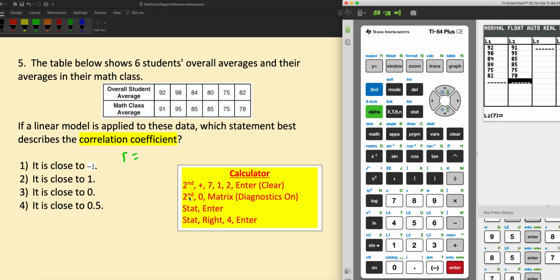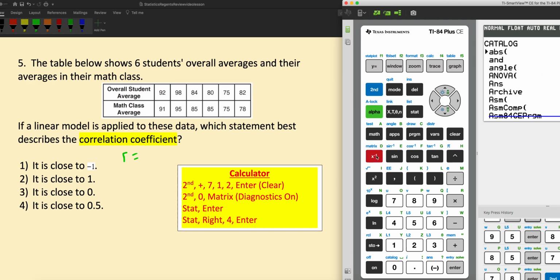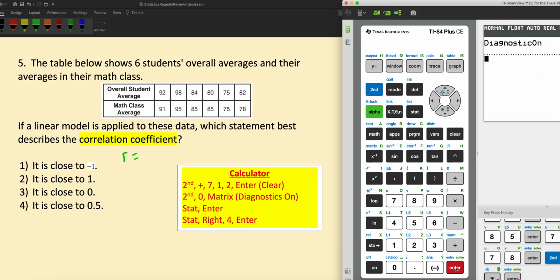Now, I didn't put my diagnostics on. Here's what you do. Let's say you forget to do that. You put your data in, no problem. You hit second, 0, matrix. You scroll down to diagnostics on, and you hit enter twice. And there you go. So you can put your diagnostics on at any point throughout this problem. I should have done it first, but I forgot to. So that's okay, it's on.